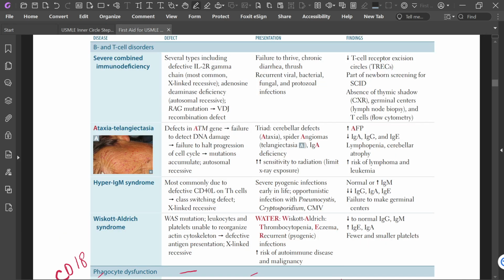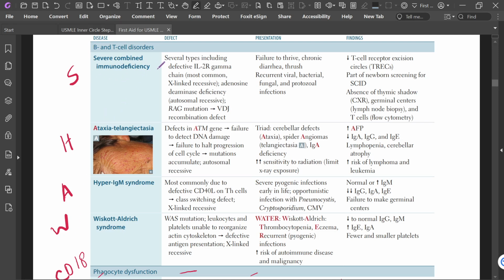Okay, now B and T cell disorders. B and T cell disorders can be remembered by SHAW. That means severe combined immunodeficiency, hyper IgM syndrome, ataxia telangiectasia, and Wiskott-Aldrich syndrome.